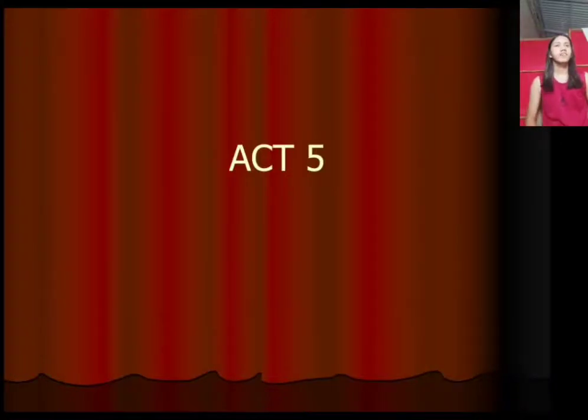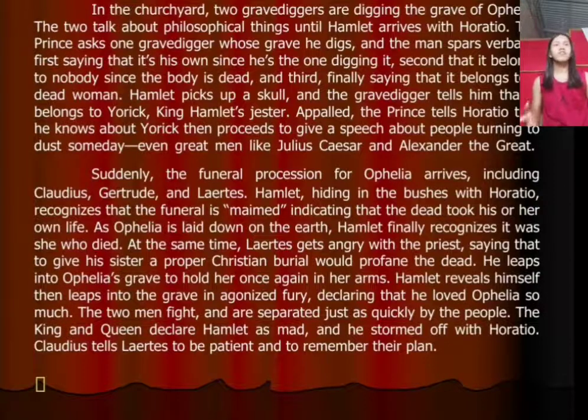Act 5. In the churchyard, two grave diggers are digging the grave of Ophelia. The two talk about philosophical things until Hamlet arrives with Horatio. The prince asks one gravedigger whose grave he digs, and demands first verbally. First saying that it's his own since he's the one digging it, second that it belongs to nobody since the body is dead, and third finally saying that it belongs to a dead woman.